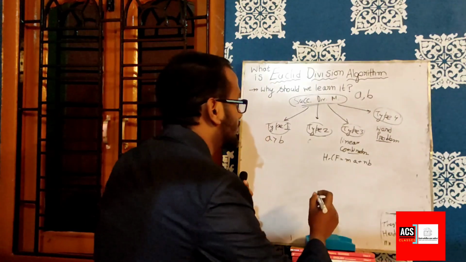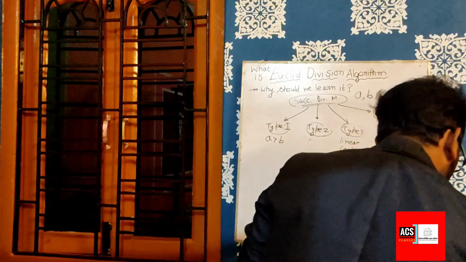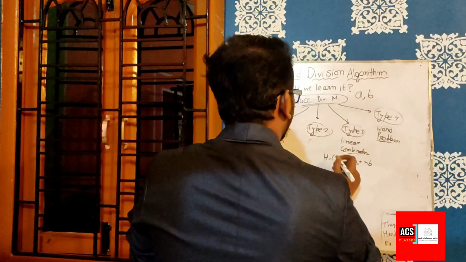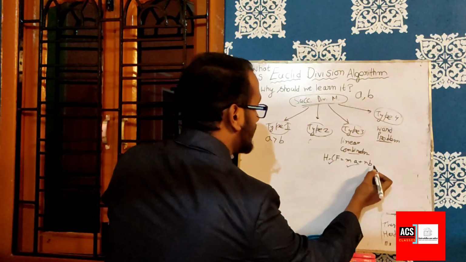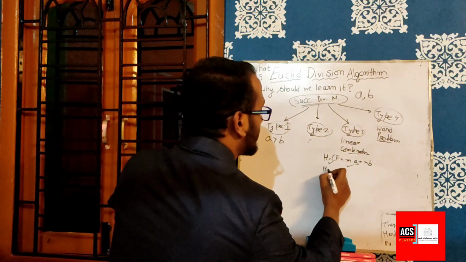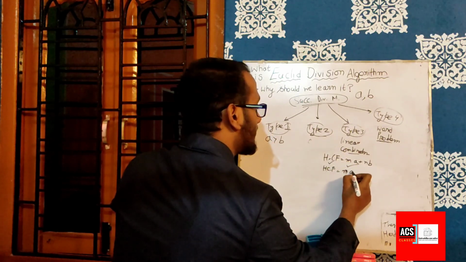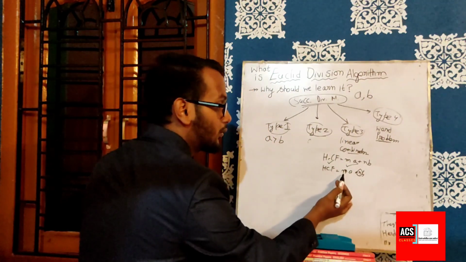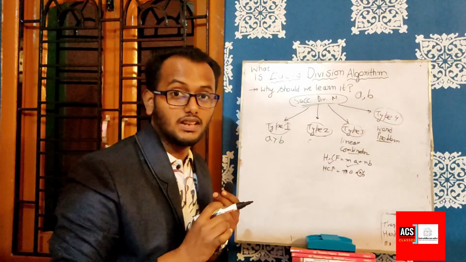This linear combination will be of either this form, or let me show a few more forms. Either they will say find the H.C.F and find this, or they will give the H.C.F. Then they will say to find M, or to find N, or to find both M and N. So how will you do it?